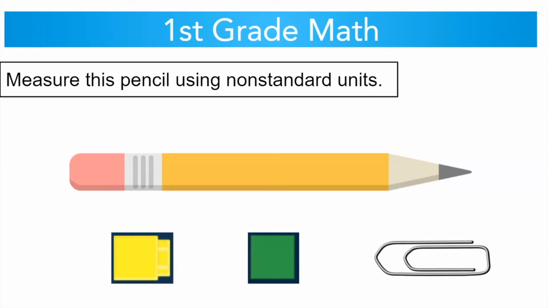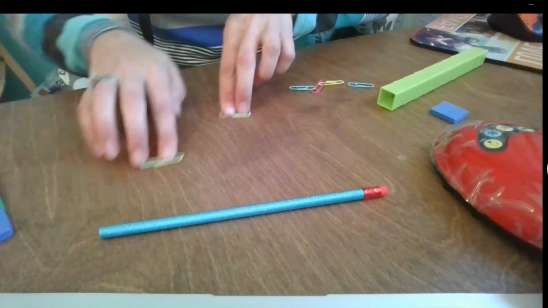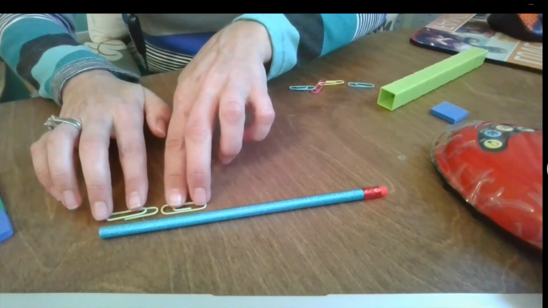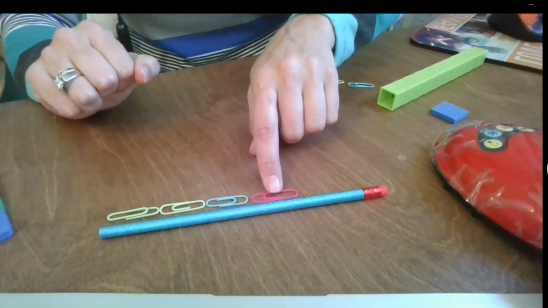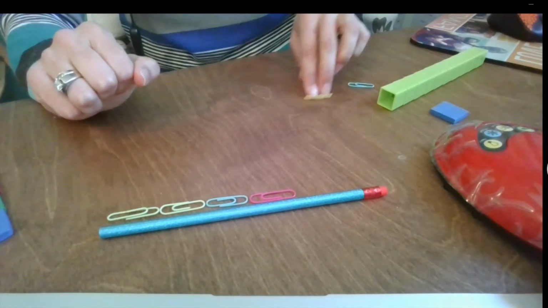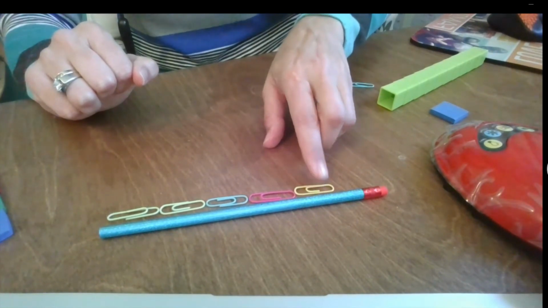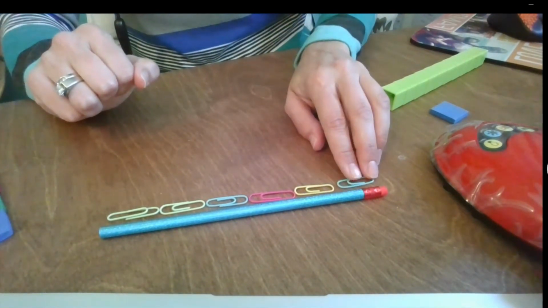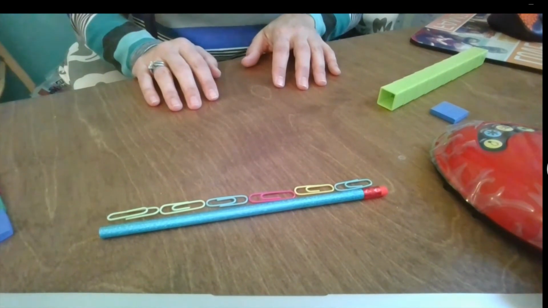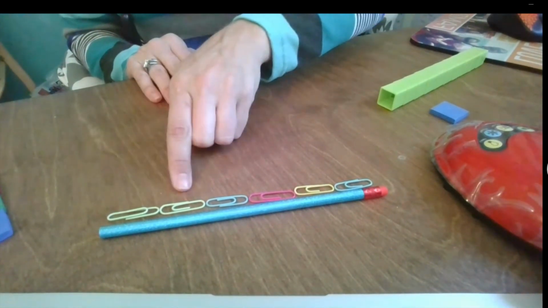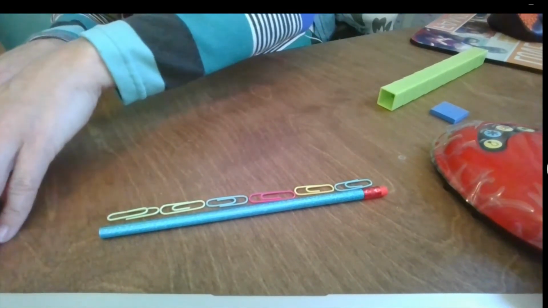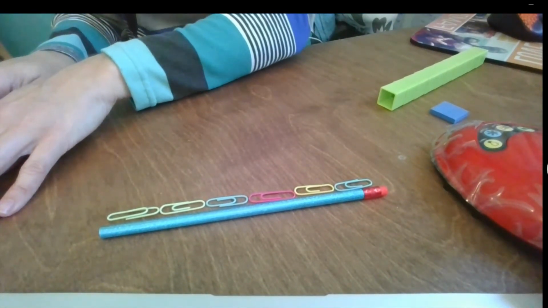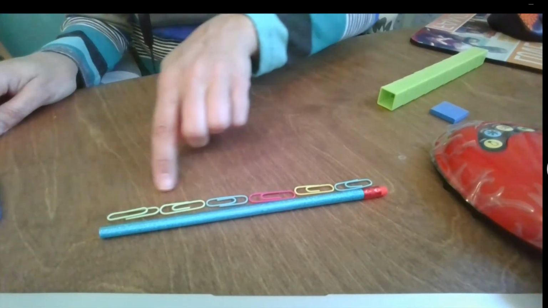Let's look at what this would look like if I measured a pencil. Pencil with paper clips first. I'm going to start at the very end, and I'm going to measure, and I'm going to line my paper clips up end to end with no gaps or overlaps. They are touching, but they are not overlapping. So I could say my pencil is 1, 2, 3, 4, 5, 6 paper clips long. What we do is we measure with smaller objects and repeat those objects.